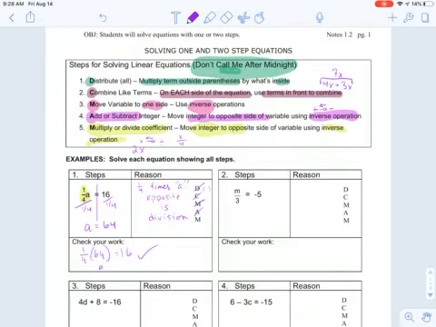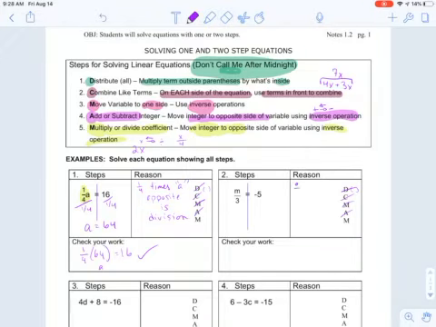Take a look at number 2. M divided by 3 is equal to -5. There's no parentheses. I don't need to distribute. There are no like terms on the left side. There are no like terms on the right side, so we do not need to combine like terms. We only see the variable in one place, so we don't need to move the variable. I do not see any addition or subtraction, so my last, don't call me after midnight, multiply or divide.